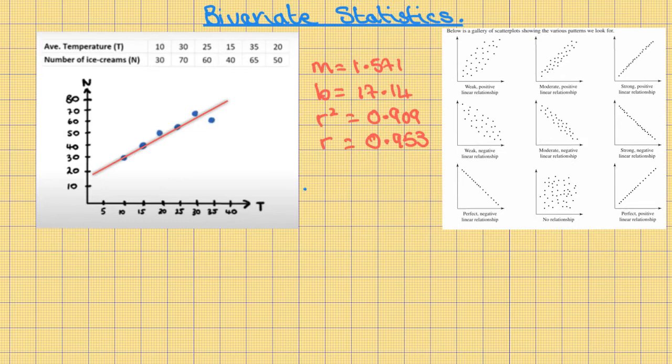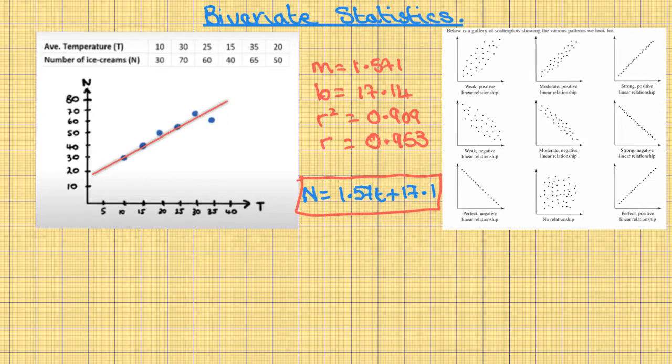Using those values for M and B, we're able to write an equation for the line of best fit. So N, the number of ice creams, is equal to 1.57, to three significant figures, T plus 17.1. We could then use that equation to find the number of ice creams sold for any temperature.